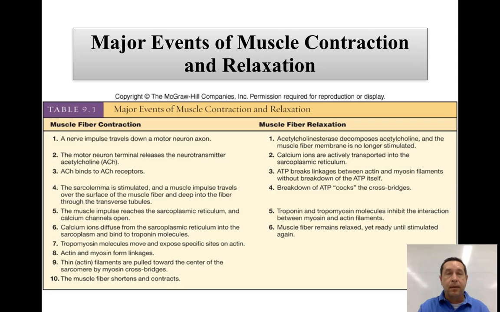So Table 9.1 in your textbook summarizes all the steps in muscle contraction and relaxation. I'm not going to go over all that again, but it's a good thing to look at as you study for your test.